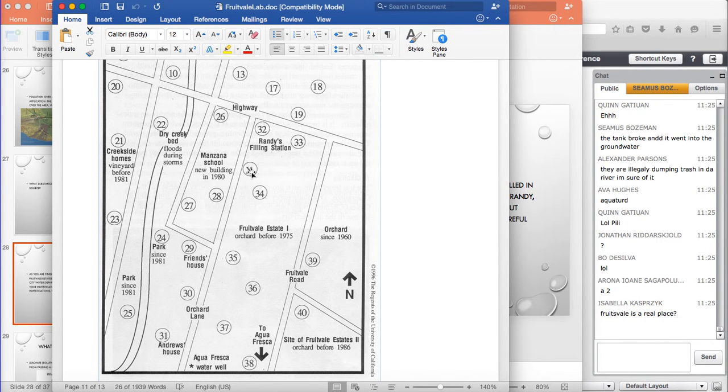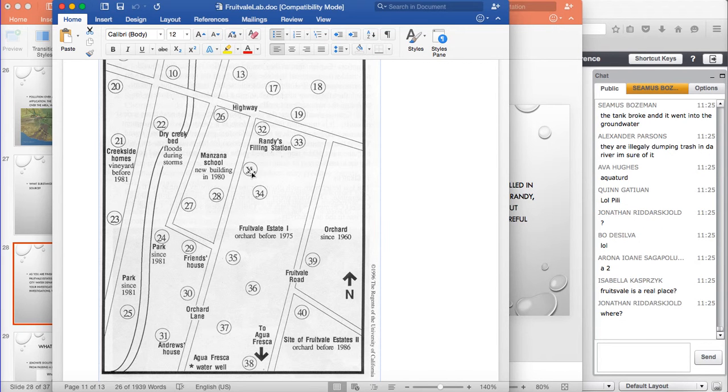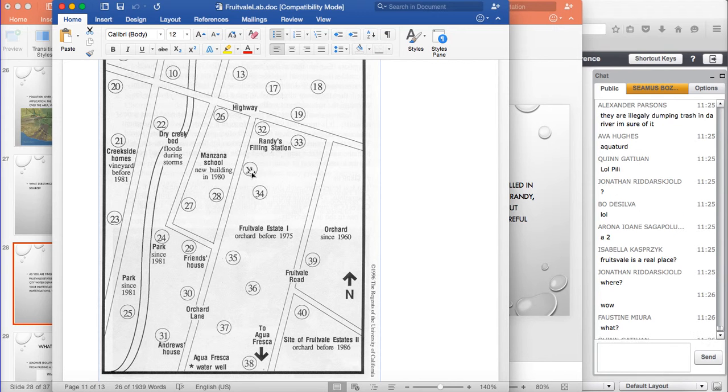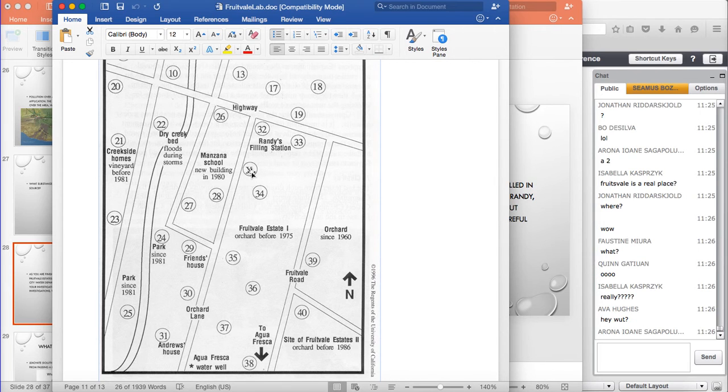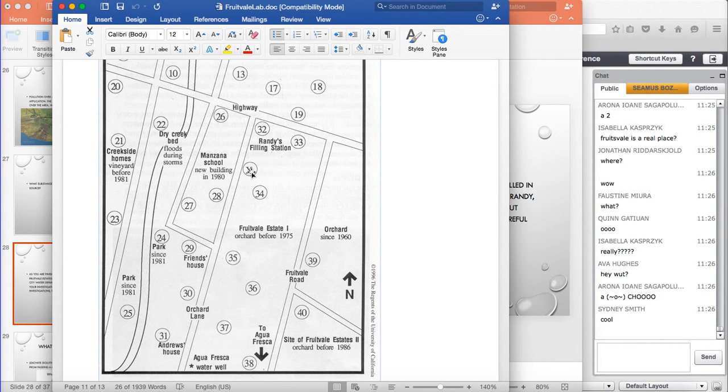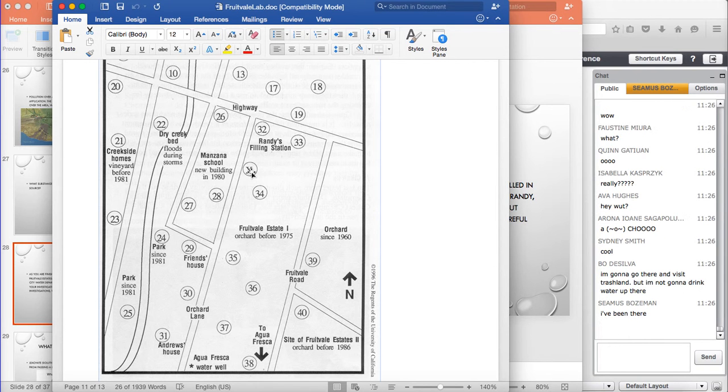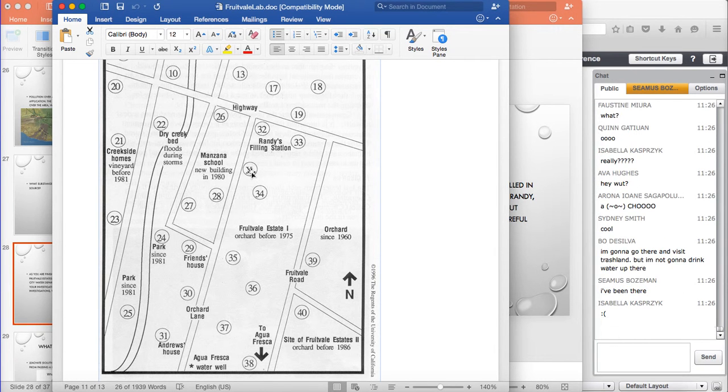X. Is Fruitville a real place? Actually, it is. It's up in Northern California. Yeah, it's a BART station. It's like their version of a subway. But this investigation is kind of a made-up investigation, though, because I thought it'd be cool to investigate it.